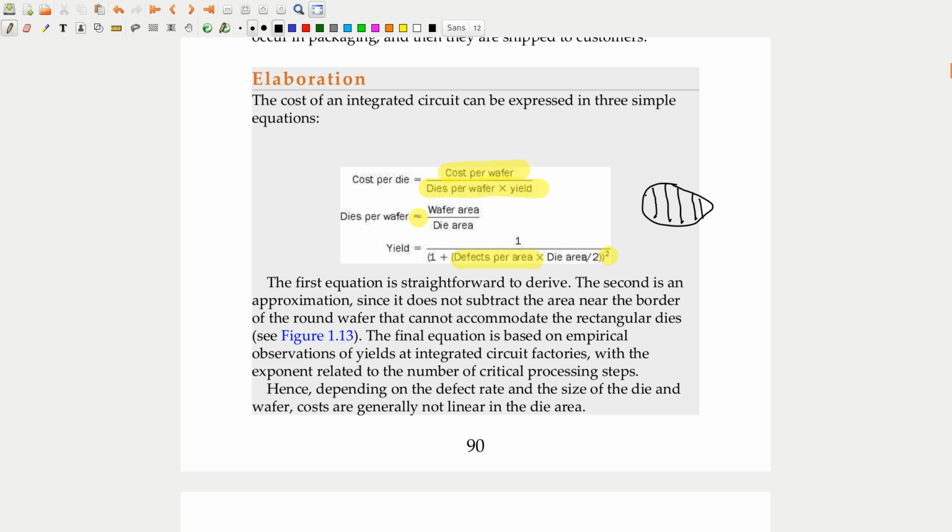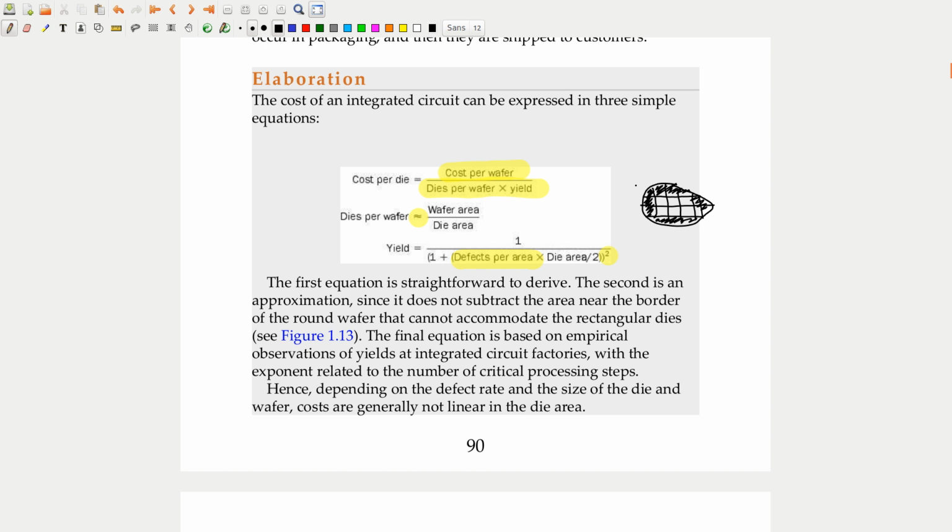Very poorly drawn circle. And then when it's going through its processing steps, you wind up with something like this. So all of these right here on the edge, you can't use these because they're non-rectangular, because chip designs are rectangular. So your actual yield is only these internal ones, which are these rectangles.